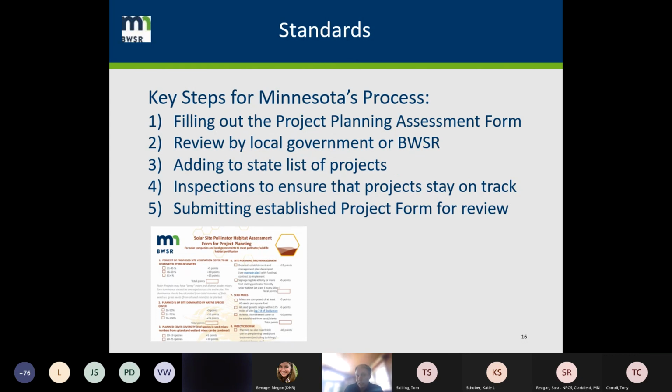This slide summarizes the steps for Minnesota's process, which includes filling out a project planning assessment form. That form is reviewed either by local government staff or by BWSR staff. Once projects are approved, they're added to a state list of projects, and then there are inspections to ensure that projects stay on track. Then an established project form is submitted for review every 3 years. We want to make sure that these projects are staying on track long term, and that's why we have that requirement for that year 3 form.